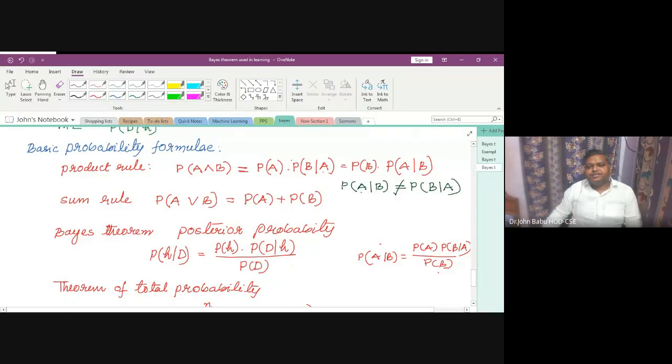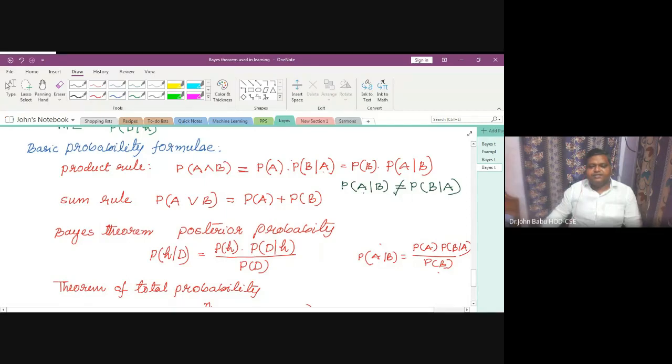B given A, that means the probability of occurrence of A when B occurred is not same as probability of B given A.